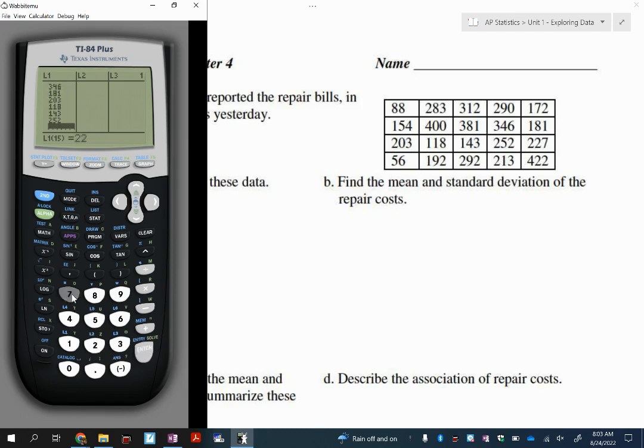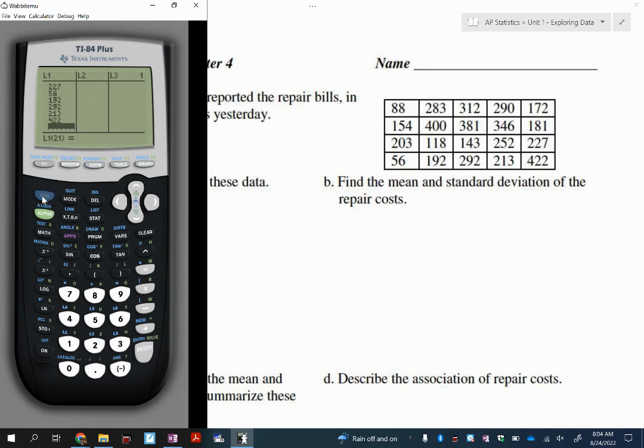Man, I really wish my repair bills when I take my car into the shop were this low. And the last row, $56. I mean, come on, they charge you more just to even pull it into their service bay. And the last one, $422.